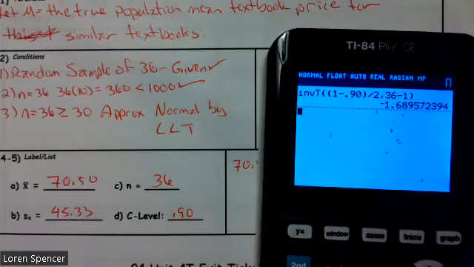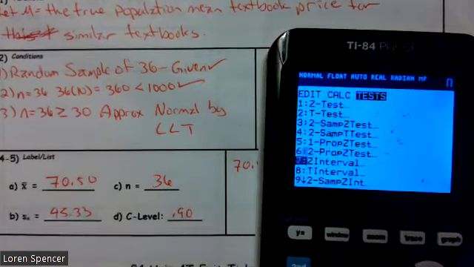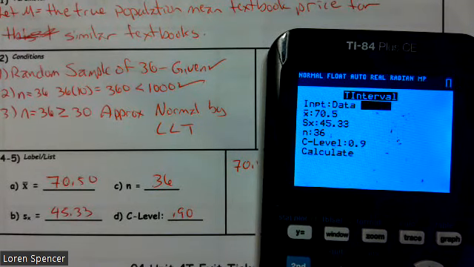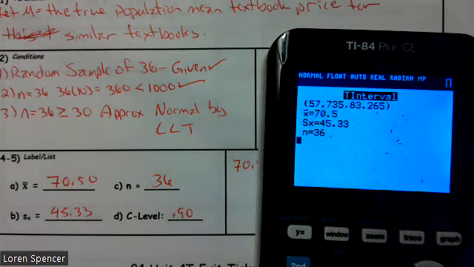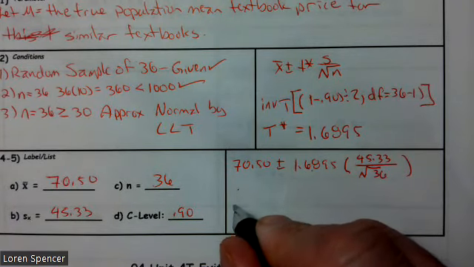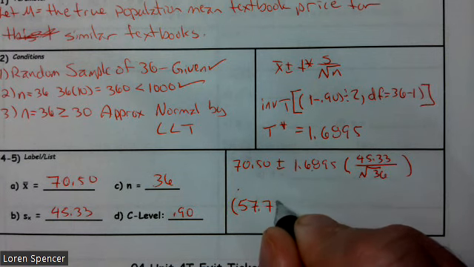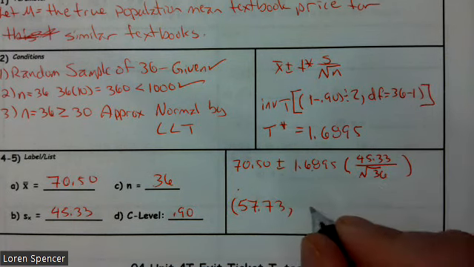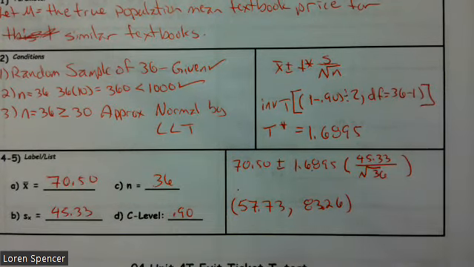And if we were going to go ahead and run this thing, we'd go stat test, drop all the way down to number 8, which is T interval. And we go ahead and put in 70.50, 45.33, N is 36, and our confidence level is 90. And we end up getting $57.73 to $83.26. That would be our interval.